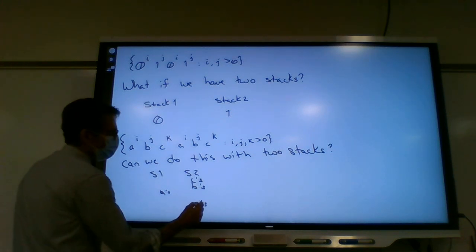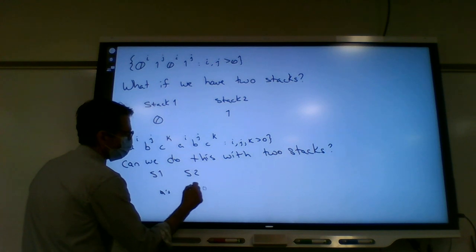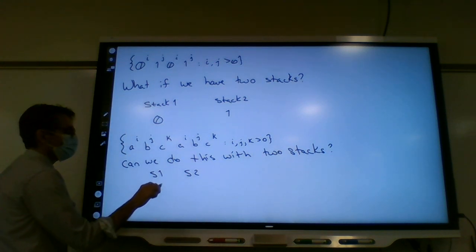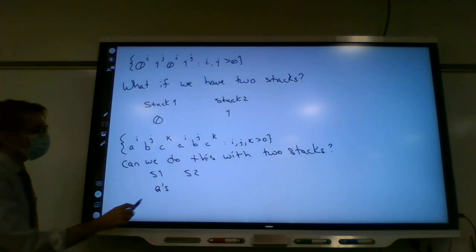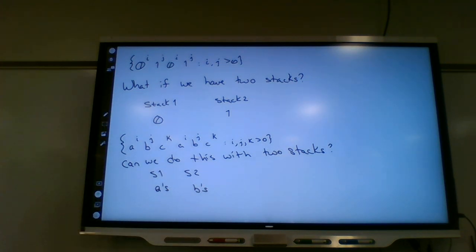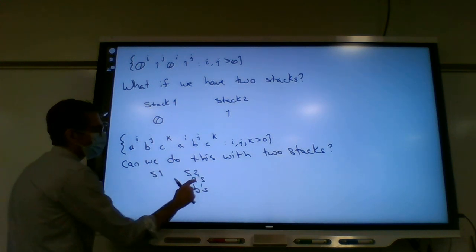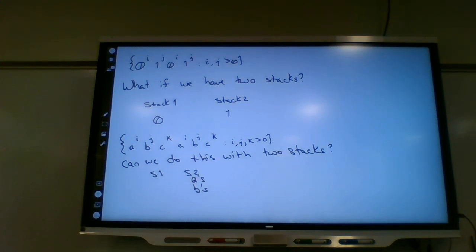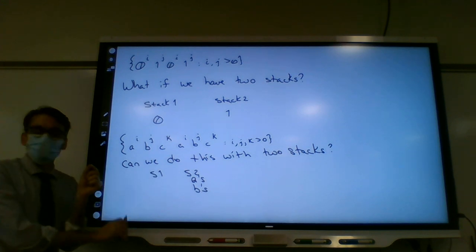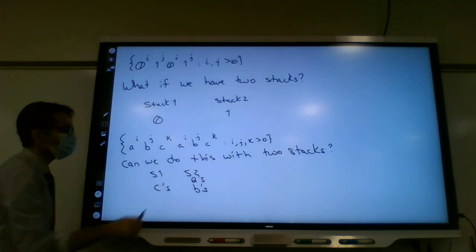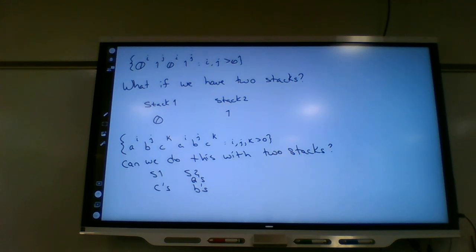All right, what if we try something like this? What if we push all the A's on stack 1, push all the B's on stack 2. As soon as we see the first C, pop all the A's and push them onto stack 2, until stack 1 is empty. And then we start pushing C's onto stack 1. You should technically be able to do A, B, C.